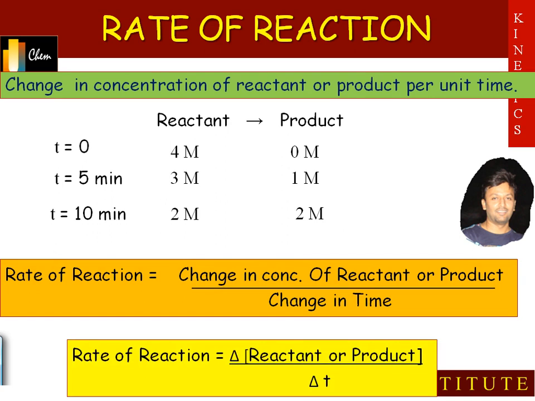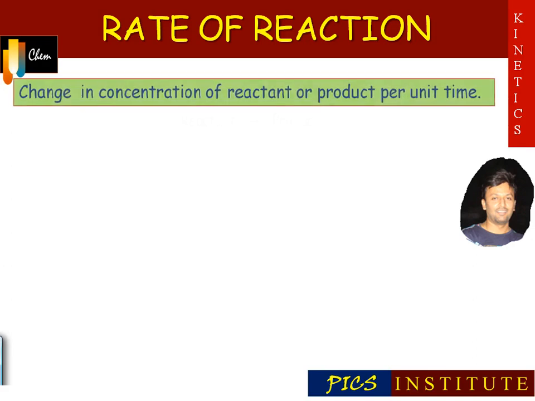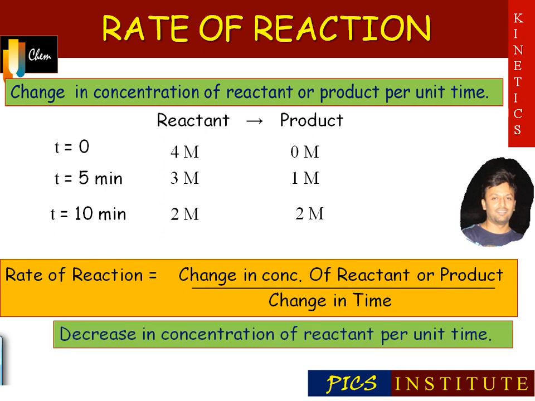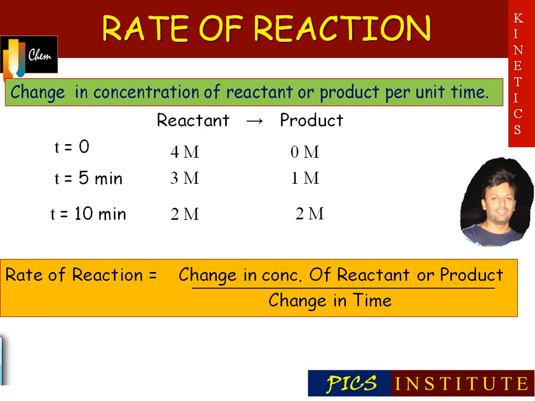Mathematically, it can be represented as rate of reaction is equal to delta, where delta means change in [reactant or product] concentration. These brackets indicate molar concentration or molarity, divided by change in time. So we can say rate of reaction is change in concentration of reactant or product per unit time.